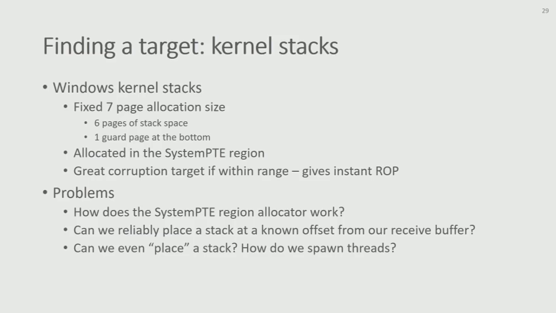And so that means if you can't create new threads in the host OS, you can't create new stacks. If you can't create new stacks, you're going to have to try to corrupt an existing stack, and that's also difficult. So there's basically three things to deal with. First off, how does this allocator even work? Secondly, can we place a stack at a known address, or rather a known offset? And in order to do that, we actually also need to be able to place a stack in the first place. So a lot of non-trivial stuff.